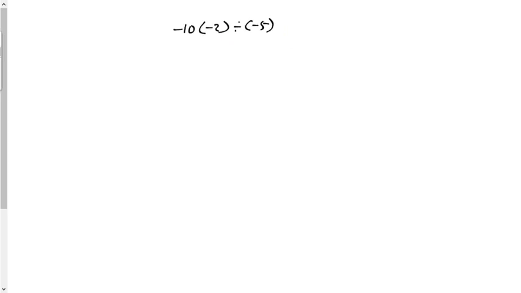Second question, again a bed mass question, negative 10 times negative 2, which is positive 20. And a positive 20 divided by a negative 5 is a negative 4. 2 points for that question. 1 point for proper work, 1 point for the correct answer of negative 4.